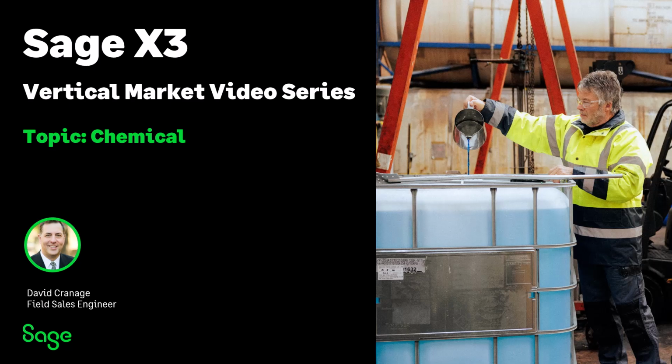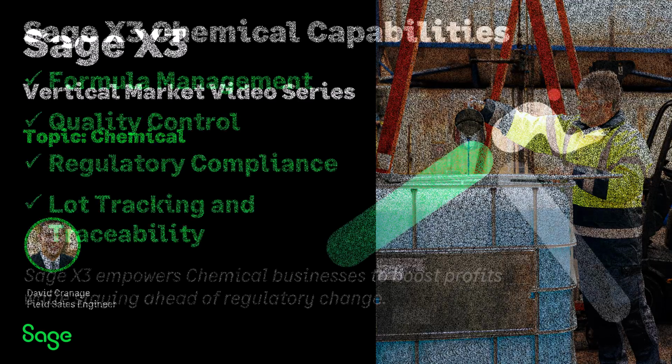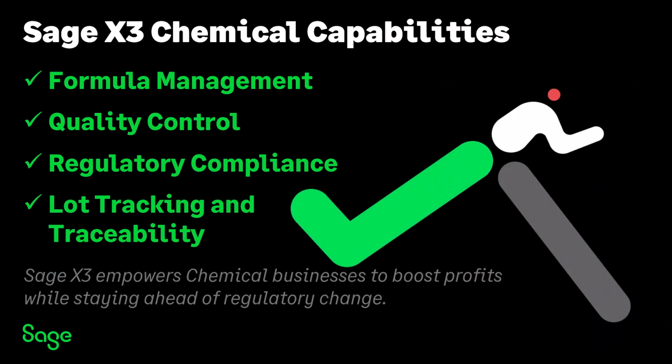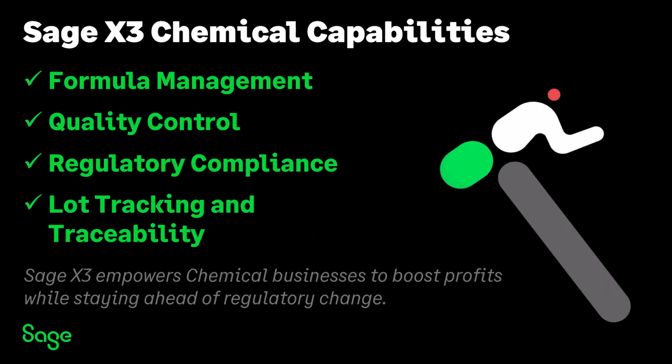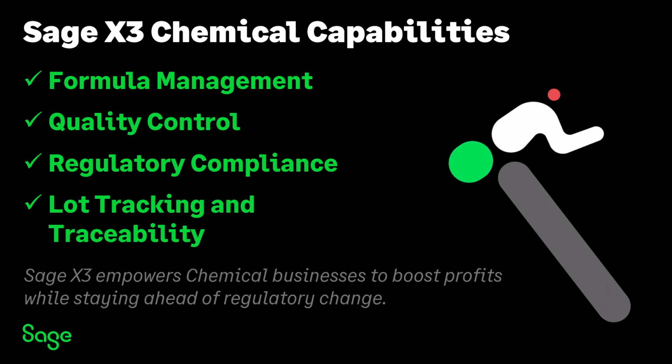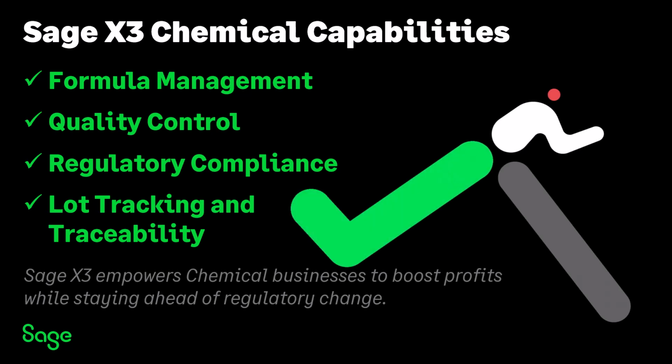I'm Dave Cranage, Field Sales Engineer for Sage X3. Today, we'll demonstrate Sage X3's support for the chemical vertical. Sage X3 for chemical delivers built-in capabilities such as formula management, quality control, regulatory compliance, and lot tracking to help businesses in the chemical industry maintain profits and adapt to an uncertain future.